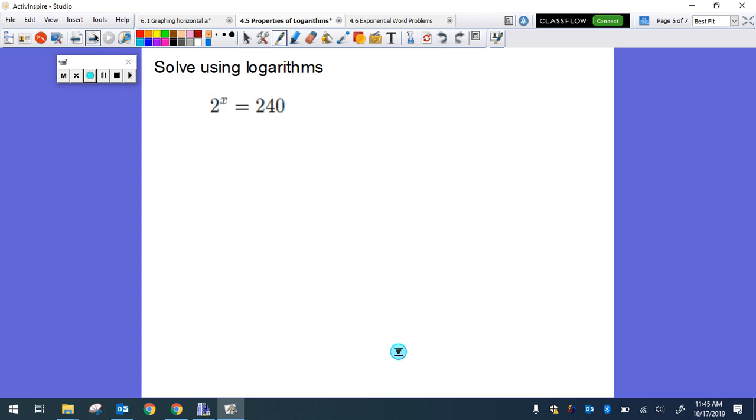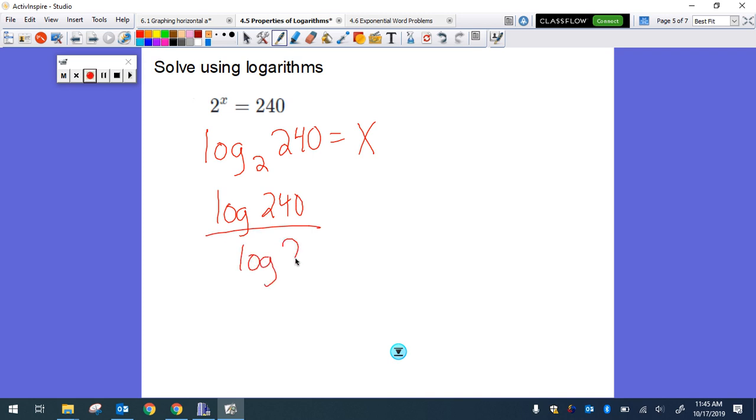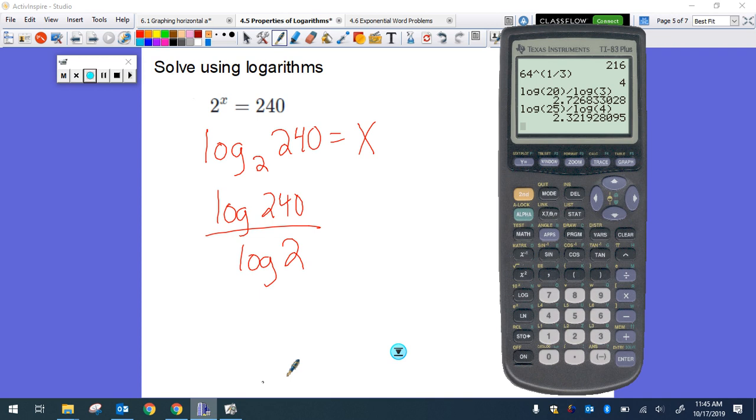All right, and then solving using logarithms. If you've tried this, there's nothing you can figure out. 2 to nothing will give you 240. So I'm going to turn it back to a log. So remember, this will become log base 2 of 240 equals x. Right? So now I'm going to use my change of base formula. I can do log of your big number divided by log of your base. And let's type that in. Log of 240 divided by log of 2. And x is 7.9, and that would round up, 7.91.